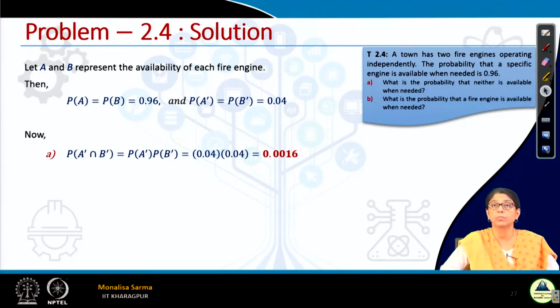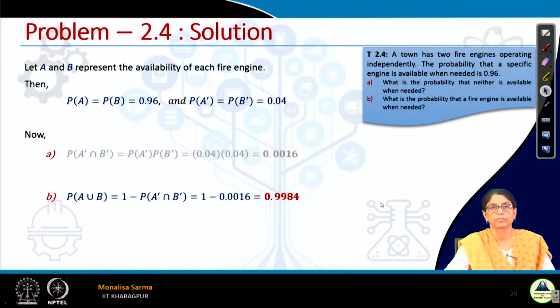Next, what is B? What is the probability that the fire engine is available when needed? That means fire engine is available when needed, that can be 1 engine may be available, 2 engines may be available, means either one is available or both are available. Okay, that means when I need a fire engine and there is one, either one is available or both are available. So what? That is A union B, probability of A union B. Then just put it in the formula. Cool, right?